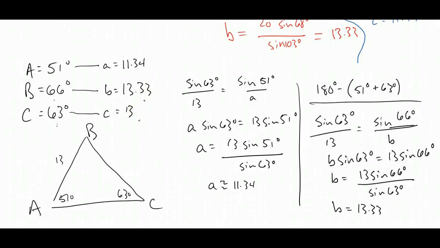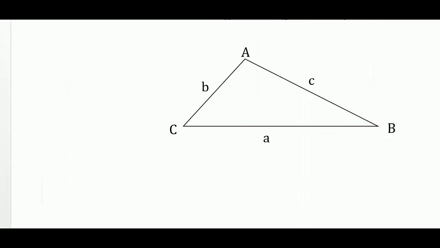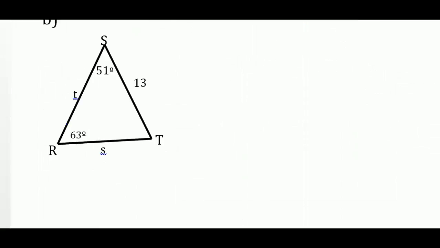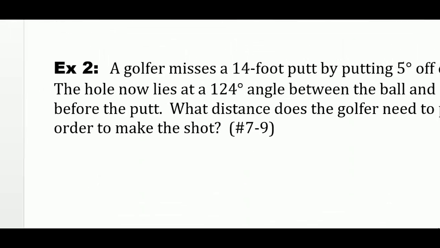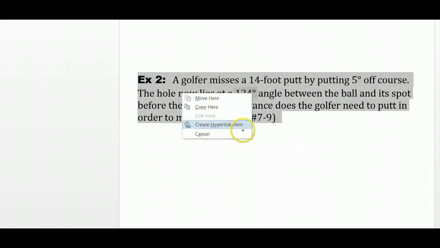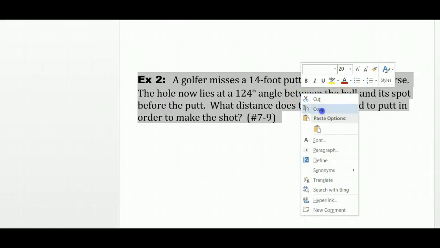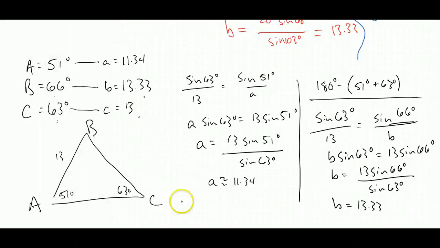All right, one other problem to check, and let's see if I can do a copy paste here. All right. Should have been a little more prepared. All right, copy. We'll send it over here.